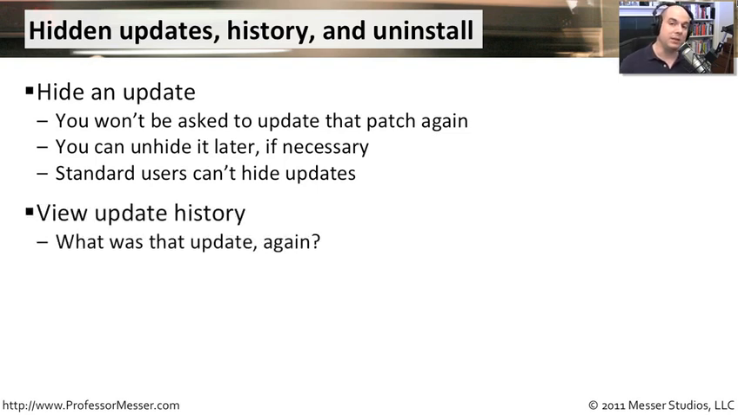You can also go back and look at the history. What was installed on this computer? If you're trying to run your internal application, it keeps failing and you're wondering, did this person install that update that we know breaks this particular app? Let's go back and look at the update history and see if that patch really was installed. That might help me resolve this particular troubleshooting problem on this computer.